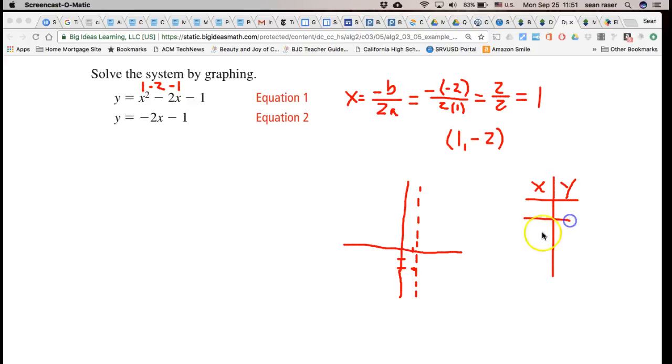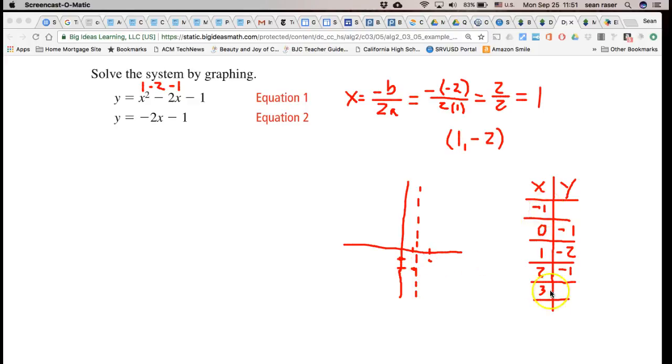Okay? So remember, since we know that the vertex is at x equals 1, we want to pick 2 points to the right of that. So we'll pick 2 and 3, and then 2 points to the left, 0 and -1. So we already know our vertex. Now, let's just go ahead, because we know our rules of symmetry, if we plug 0 in for x, we're going to get -1 for y, because 0 minus 0 is 0, minus 1. That means that we're also going to have -1 at x equals 2.